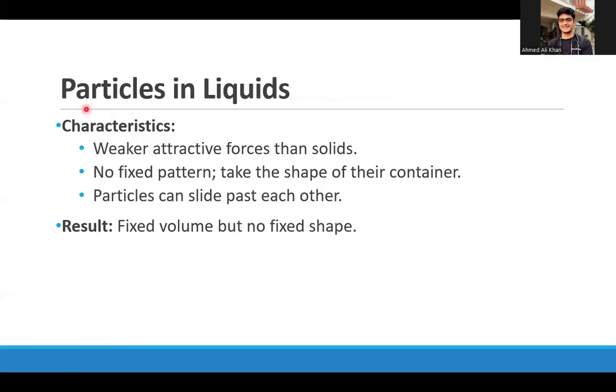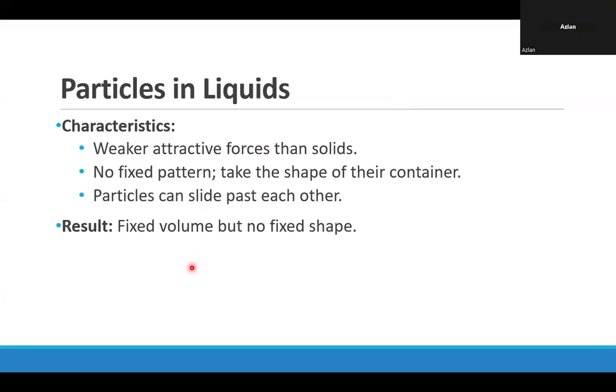So because liquids में जो attractive forces हैं they are very weak, इस वजह से molecules can just slide over each other and rearrange themselves to take the shape of their container, right? So that's why there's no fixed pattern of arrangement in liquids. If you can just recall, what was the pattern of arrangement in solids, Aslan?